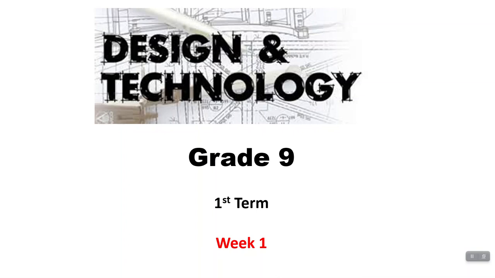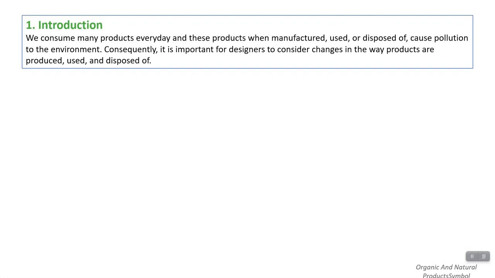For today, we are going to see the first chapter, which you can also find in your book, that is Green Design. As an introduction, we can say that we consume many products every day, and these products, when manufactured, used, or disposed of, cause pollution to the environment. Consequently, it is important for designers to consider changes in the way products are produced, used, and disposed of.